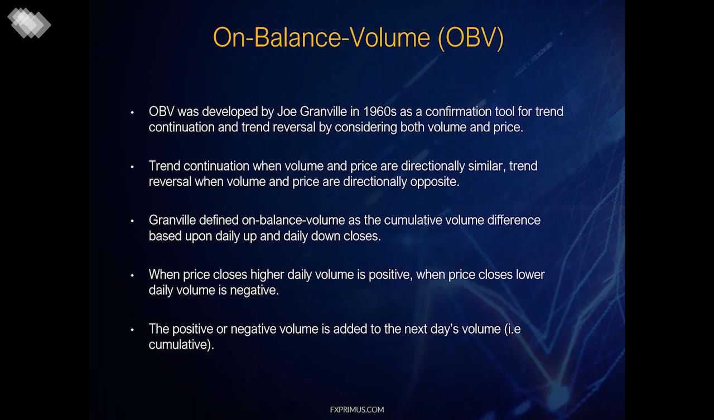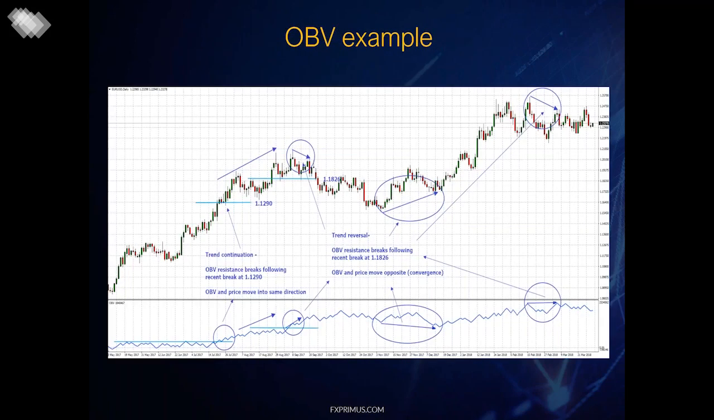Granville defined on-balance volume as the cumulative volume difference based upon daily up and daily down closes. When price closes higher, daily volume is positive. When price closes lower, daily volume is negative. The positive or negative volume is added to the next day's volume, i.e. is cumulative. Now, here's an example.